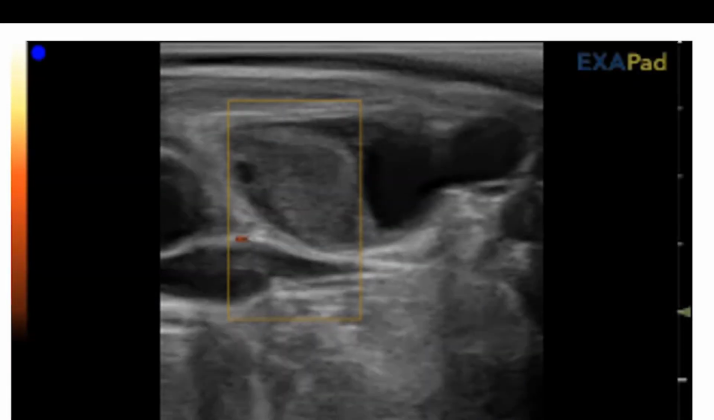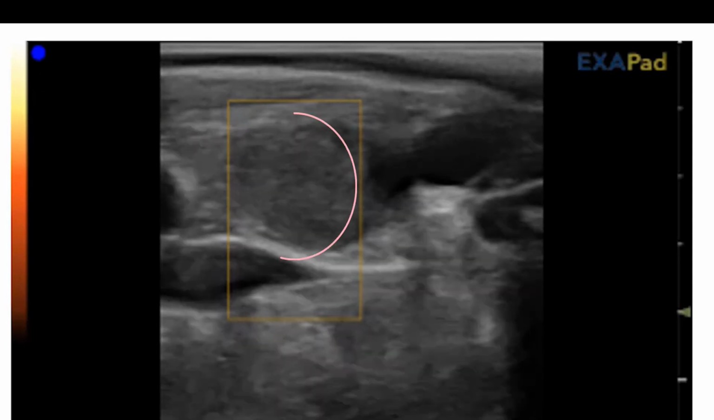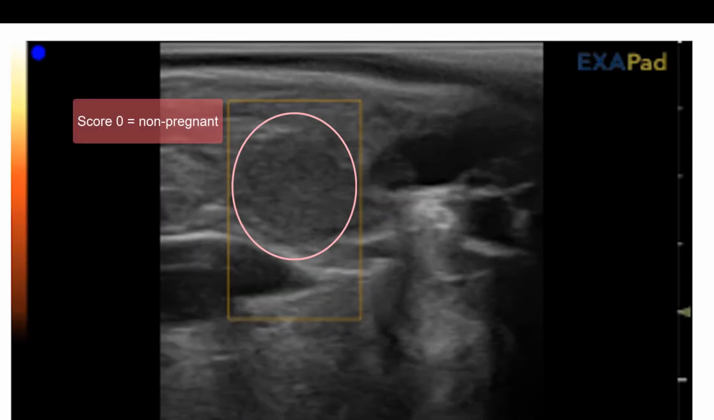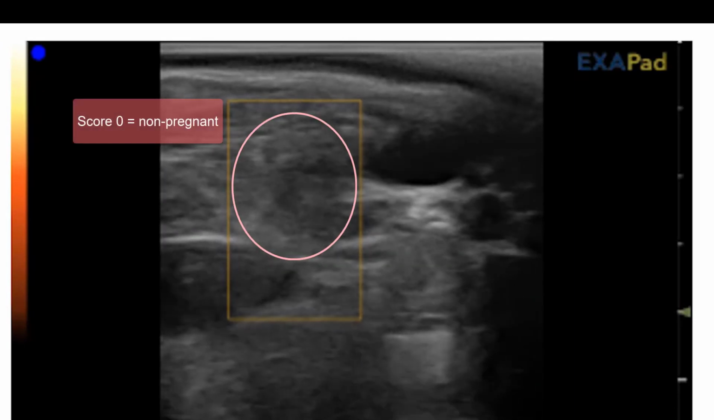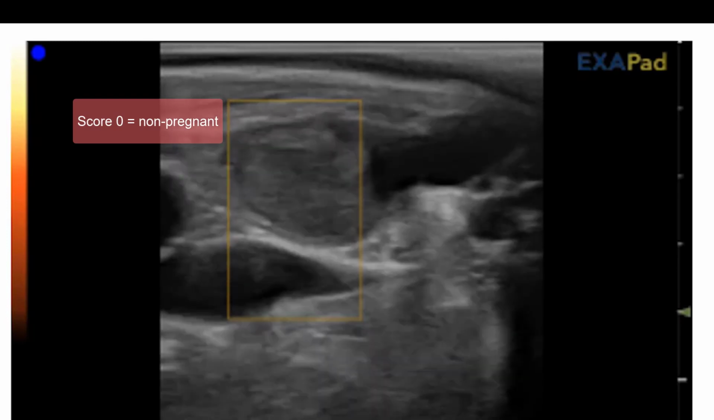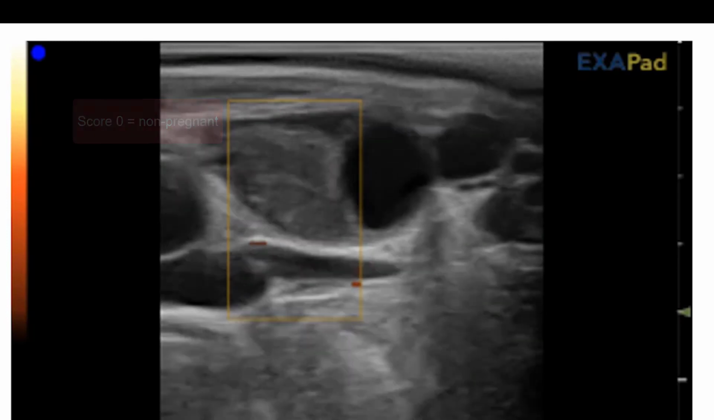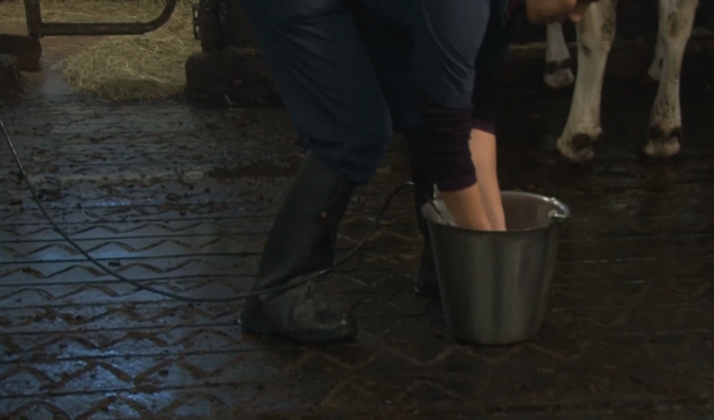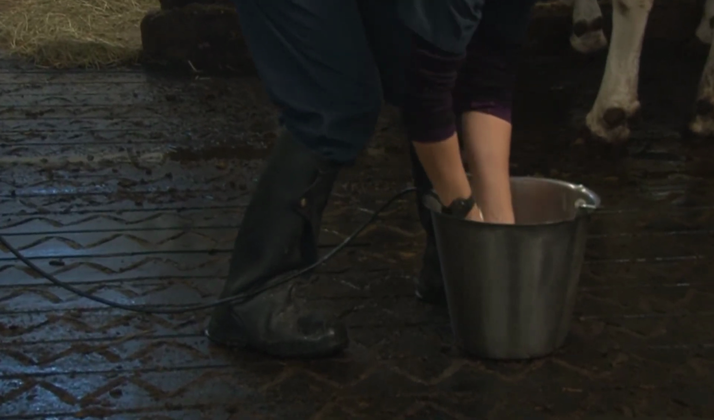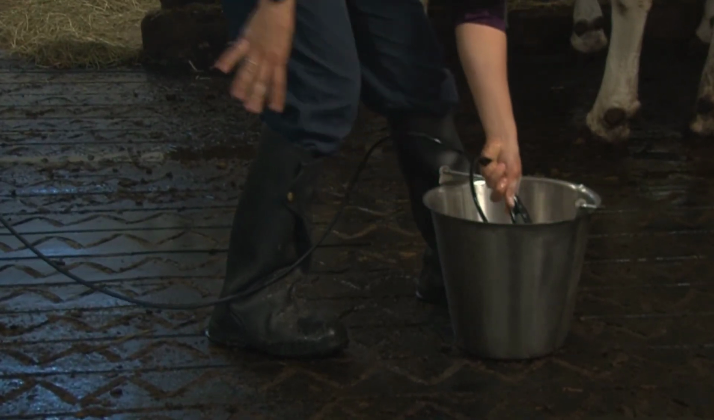A cow is diagnosed as non-pregnant if there is no CL identified with the ultrasound, or if a score of 0 is given to the CL 21 days post-insemination. Once you've completed the examination, remove the probe and clean it with a soft disinfectant so it's ready for the next cow.